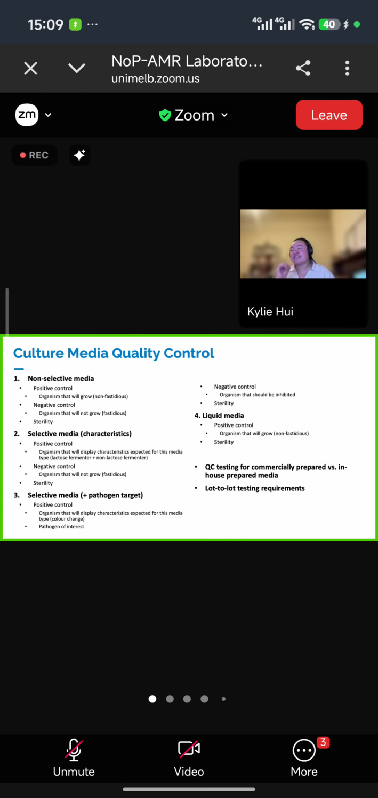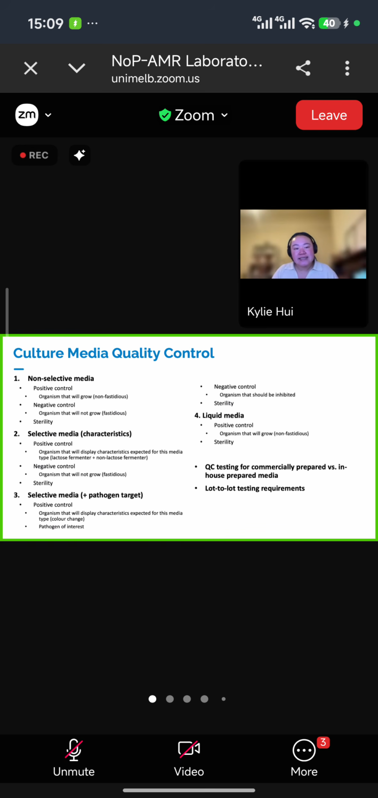For QC testing of commercially prepared media versus in-house prepared media, there are some specific differences in the QC organisms that you might pick. All these rules still apply to the commercially prepared media, but sometimes the package inserts will give you suggested QC organisms to run, so specific ATCC strains suggested by that specific company. Those are small things that you need to keep in mind.